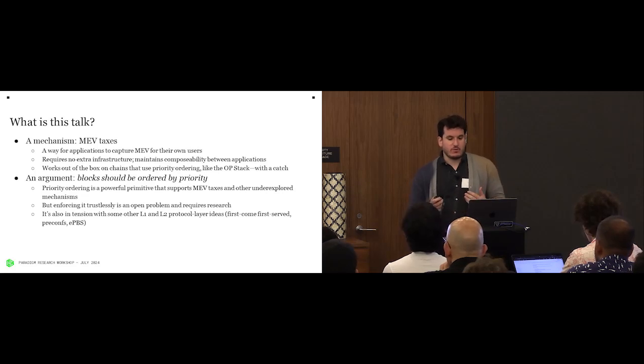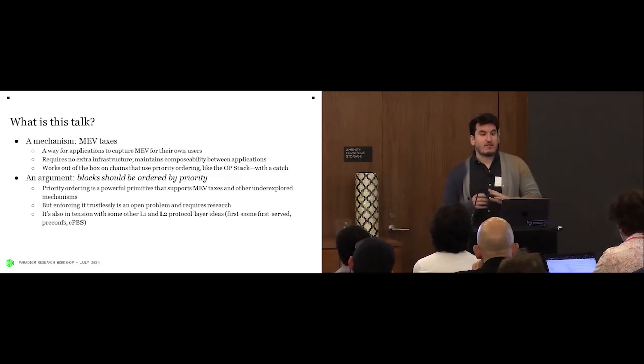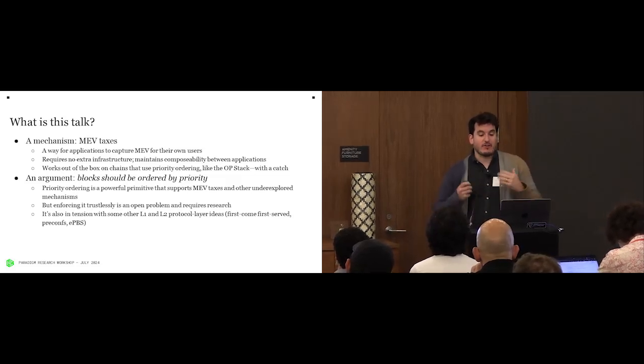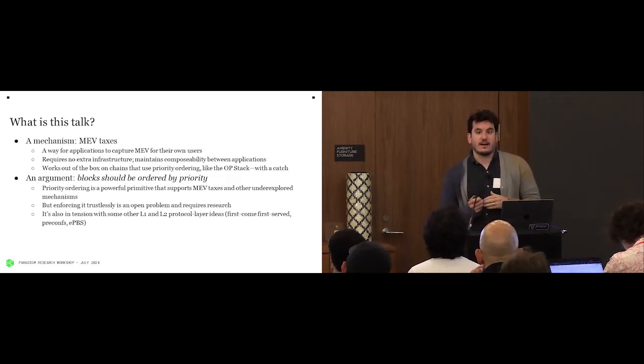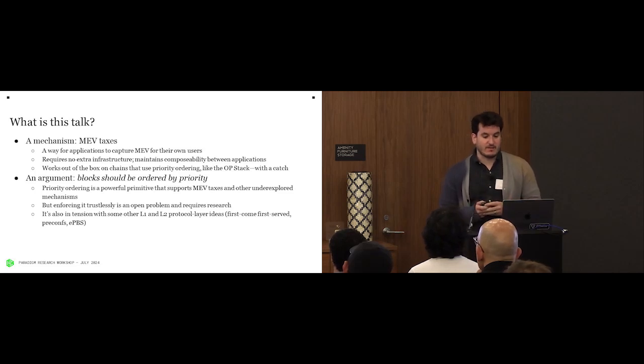And this is an idea that we're excited about because it's a way for applications to capture MEV for their own users. It works on a composable general purpose blockchain without any need for extra infrastructure. And it works even out of the box on chains like the OP stack if those chains follow a certain set of rules that we call competitive priority ordering. But there is a catch to those, which I'll be talking about in depth.